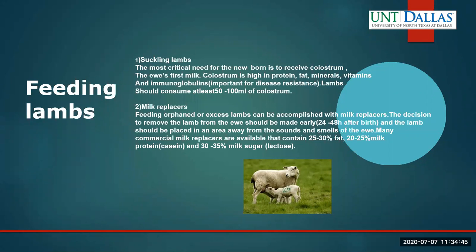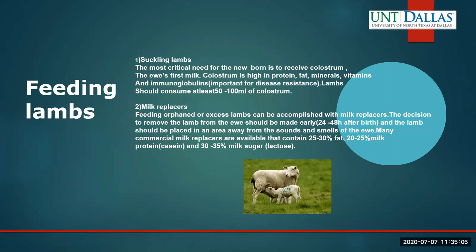We all know that lambs rely solely on the milk from their mothers for nutrients for about 3 to 4 weeks. They begin to nibble at high quality feeds at 3 to 4 weeks of age. We can use milk replacers. Feeding orphaned or excess lambs can be accomplished with milk replacers.